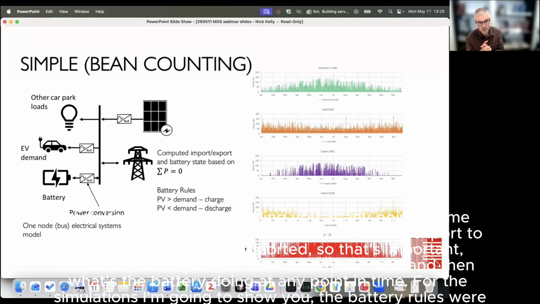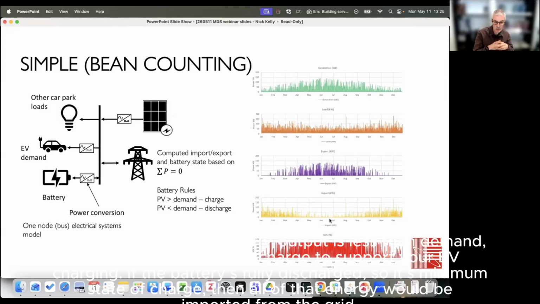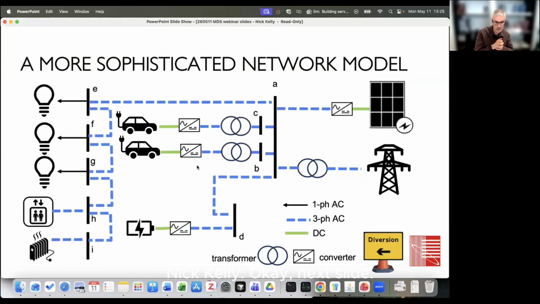For the simulations I'm going to show you, the battery rules were pretty simple. Basically, if your PV output was greater than the demand, then you'd charge the battery. If the battery's fully charged, then that energy just goes to the grid. Similarly, if the PV output is less than demand, then the battery will discharge to support your EV charging. If the battery is fully discharged, so it's at its minimum state of charge, then all of that energy would be imported from the grid. Okay, next slide.